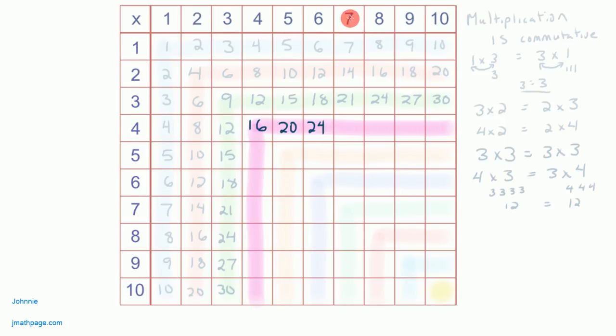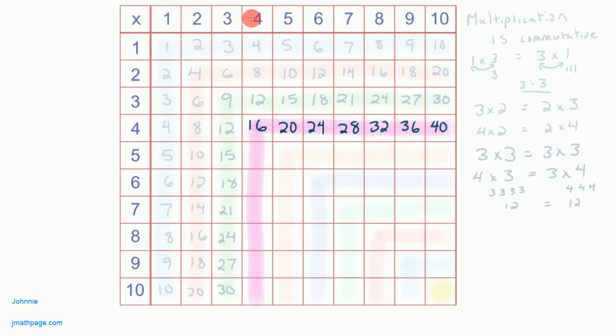4 times 7, 24 and 4 more gives us 28. 4 times 8 is the same as 28 and 4 more, which gives us 32. 4 times 9 is the same as 32 and 4 more, gives us 36. 4 times 10, the same as 36 and 4 more, which gives us 40. Now we've done all the work for the 4's, because remember, everything has a match.